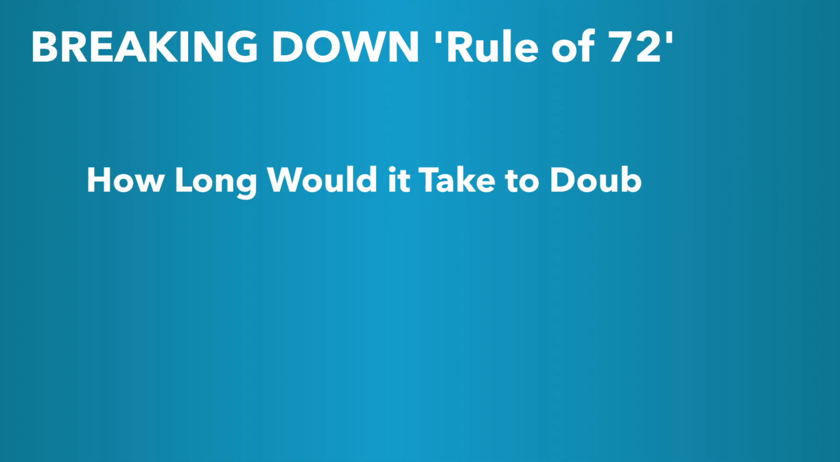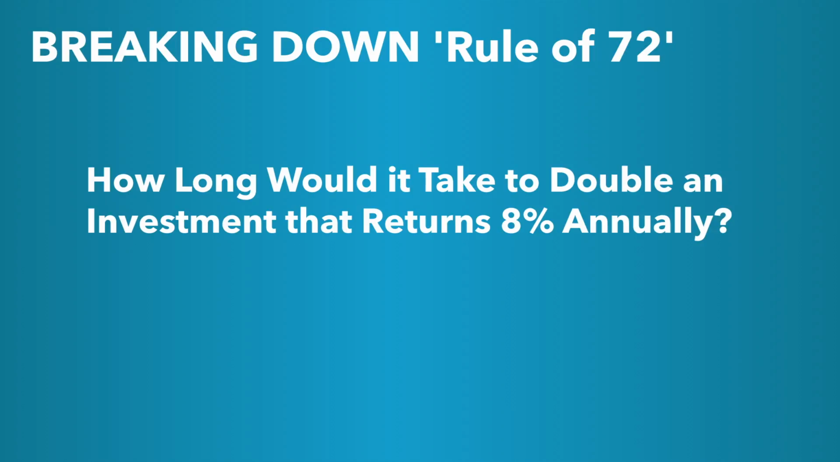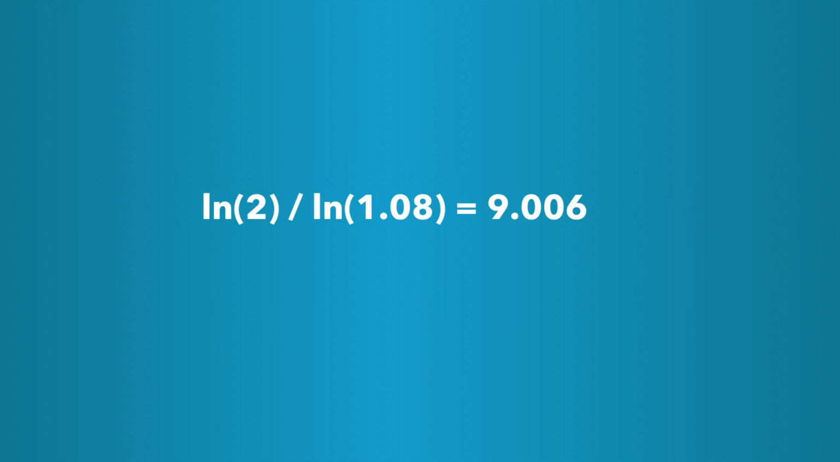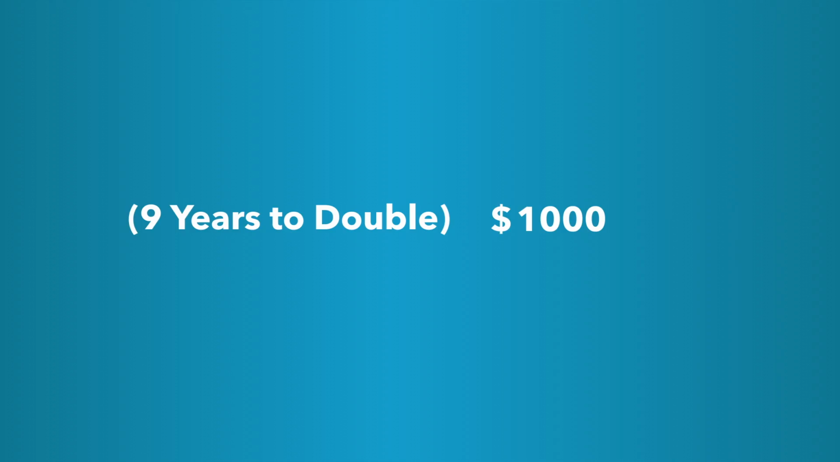To find out exactly how long it would take to double an investment that returns 8% annually, instead of using the Rule of 72, one would have to use this equation. Most people cannot do logarithmic functions in their heads, but they can do 72 divided by 8 and get almost the exact same result. If it takes 9 years to double a $1,000 investment, then the investment will grow to $2,000 in year 9, $4,000 in year 18, $8,000 in year 27, and so on.